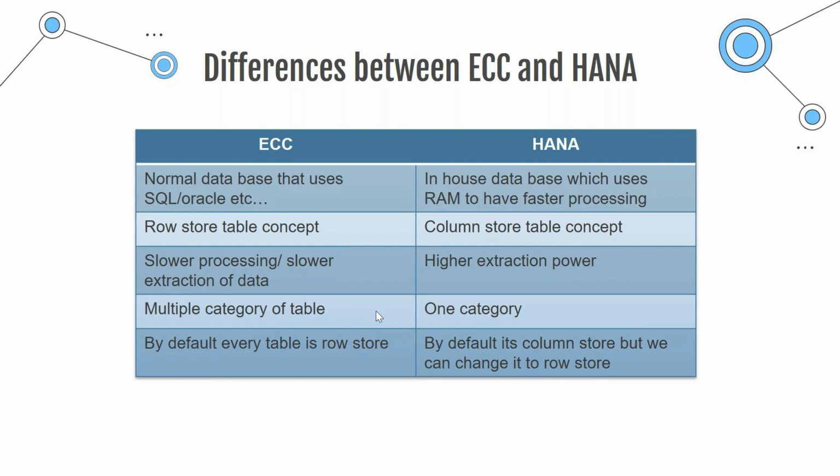Then in ECC, by default, every table that is there, doesn't matter if it's an already existing table or the creation of a new table, all the tables are row store tables. Whereas in the HANA system, all the tables are by default column store. But if you want to change it to row store, that is also possible. When to use column store and when to use row store, I'll show you when we get into the actual creation of database tables.